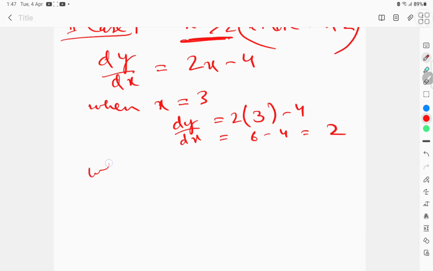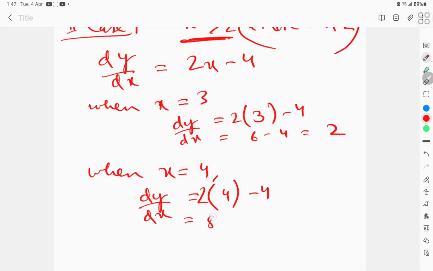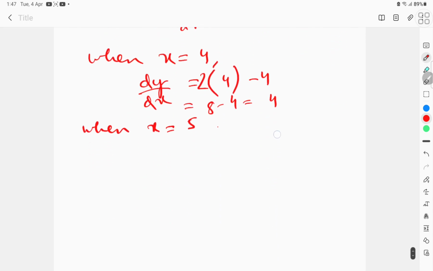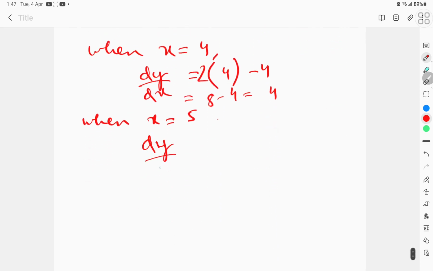And suppose x is equal to 4, it is also more than 2. So dy with respect to dx will be 2 times 4 minus 4, 8 minus 4, it will be 4. And when x is equal to 5, differentiate, consider the same.